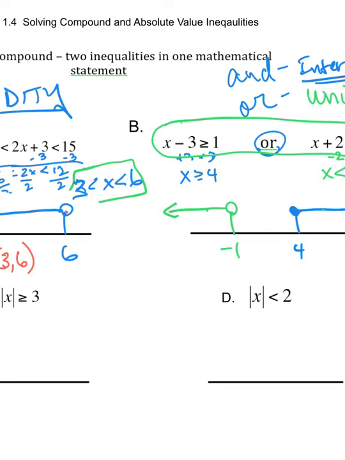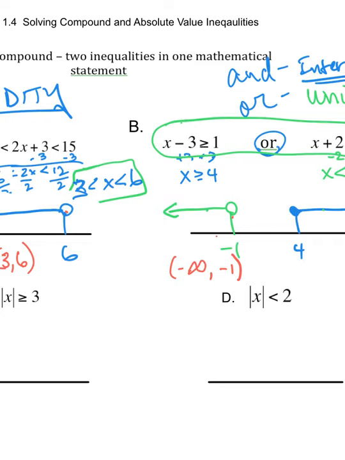Okay. Let's do letter B. Interval notation. Something a little different. So here's what we're going to do. We're going to do the green one first. Interval notation for the green one starts at negative infinity and goes to -1. Both of them get parentheses because neither negative infinity nor -1 is included.